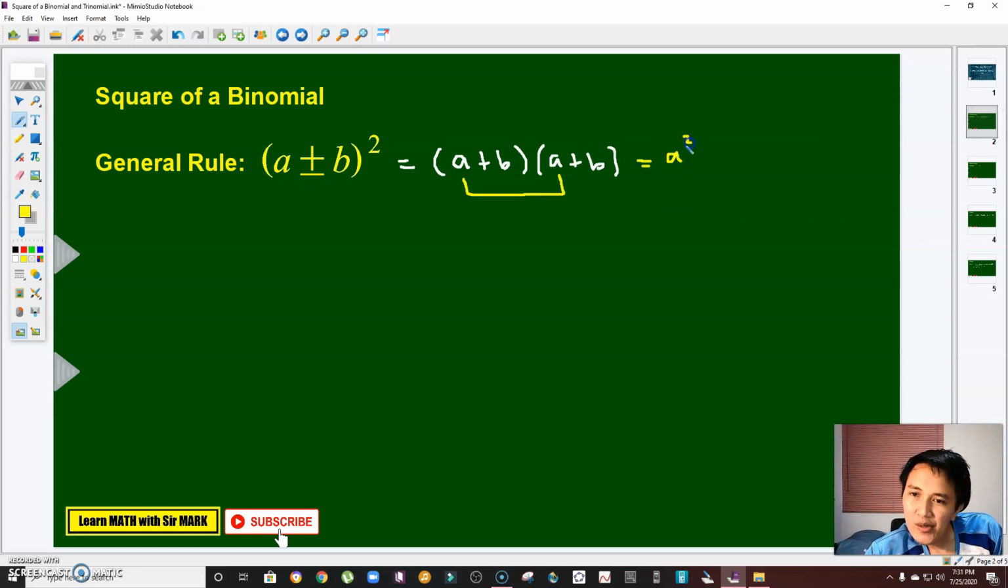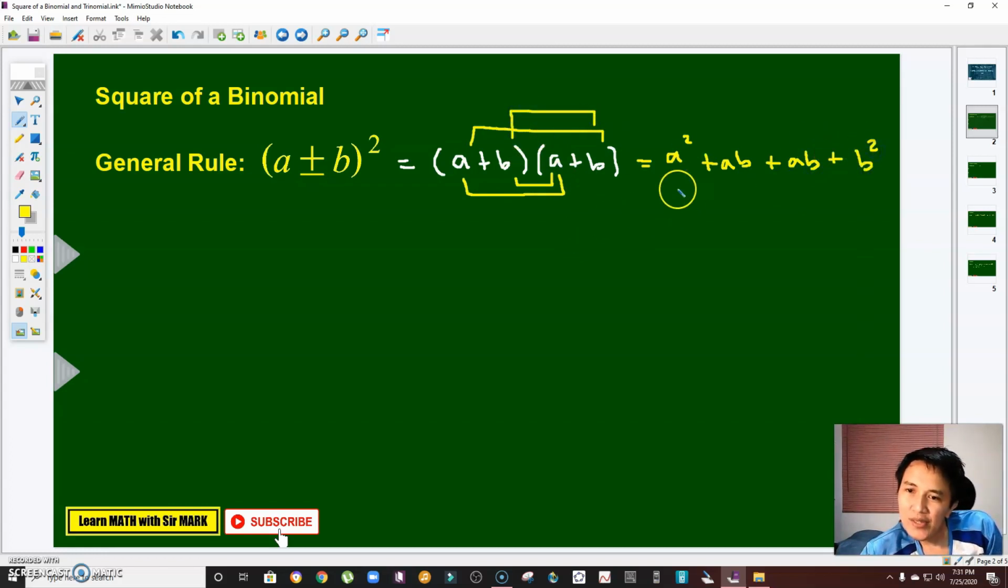So I'm going to have a squared. Then for the outer term, I'm going to have ab. And for the inner term, I'm going to have another ab. And lastly, for the last term, I'm going to have b squared. And notice, I can combine like terms. So I can rewrite this as a squared plus 2ab plus b squared.